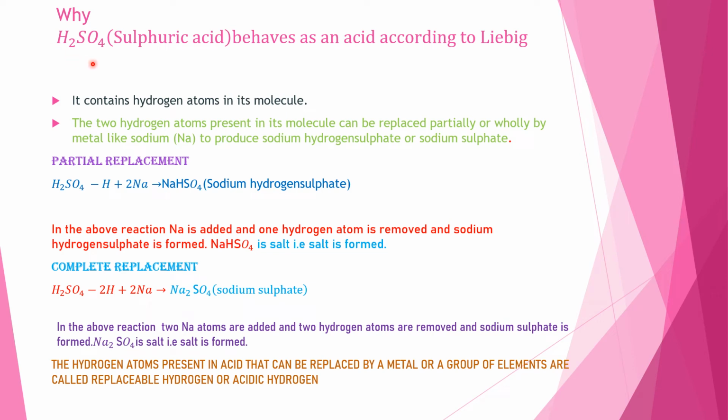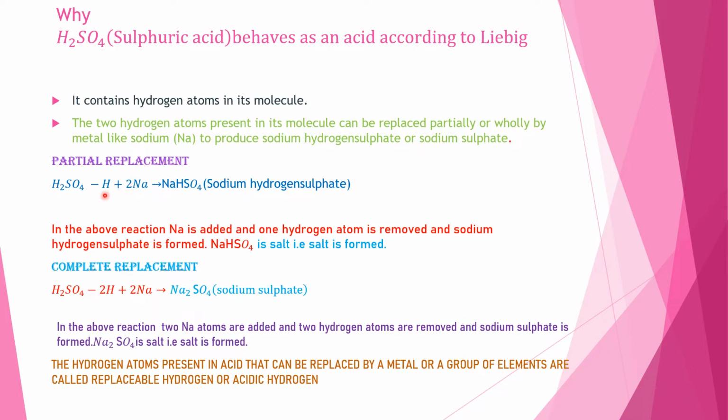Here we have sulfuric acid, H2SO4, and according to Liebig, how is it an acid? It contains hydrogen atoms in its molecule. This contains two atoms of hydrogen. That means it contains hydrogen atoms in its molecules. The next point is that the two hydrogen atoms present in its molecule can be replaced partially or wholly by metals like sodium to produce sodium hydrogen sulfate or sodium sulfate.